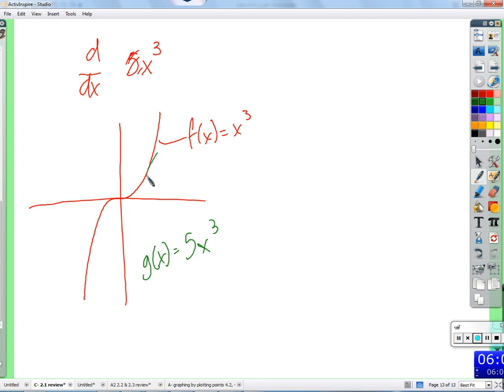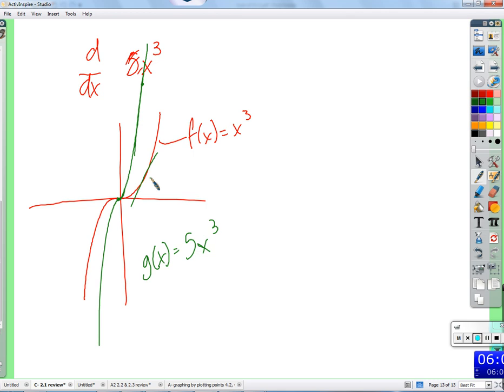If the slope here looks like this, and then I look at this other function, the y value of this green function is going to be how high? 5 times higher. It's going to go zoom up there. It's going to barely even have a curve here. So the slope of this guy is going to be 5 times the slope of that guy. Would that make sense for any functions?